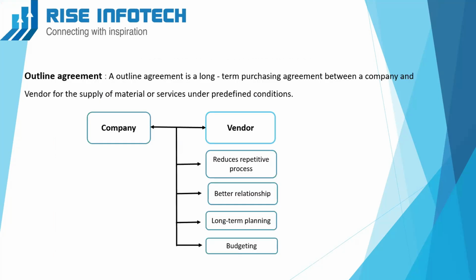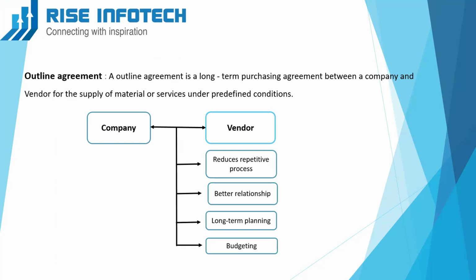So next comes the outline agreement, the second topic. What is the outline agreement? The outline agreement is a long-term purchasing agreement between a company and the vendor for the supply of materials or services under predefined conditions.